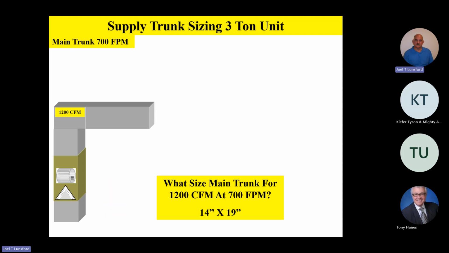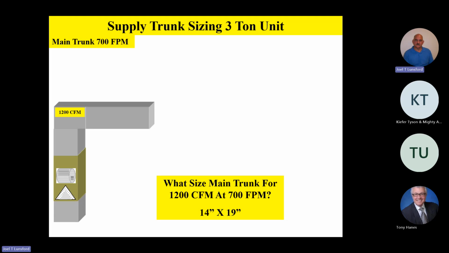I'd probably go with the 14 by 20 just so it'd be a little bit quieter. And even though the duct velocity would be maybe 680 or 670, I'd rather have a little bit quieter unit. But you guys can make that decision.